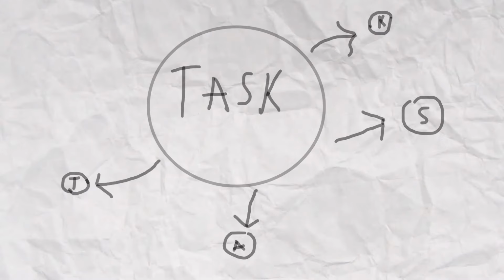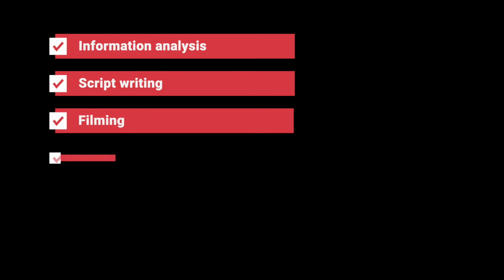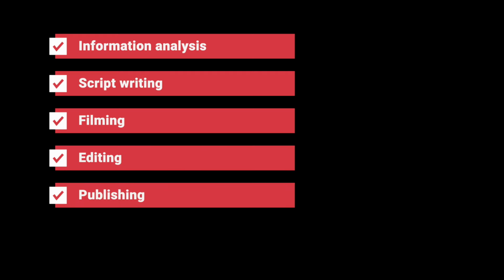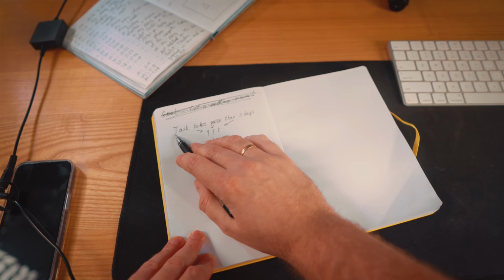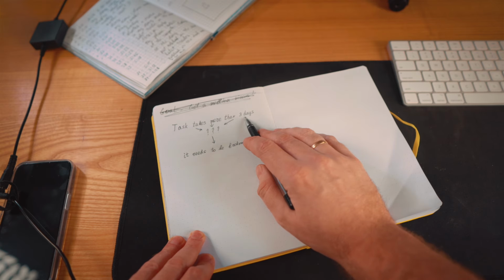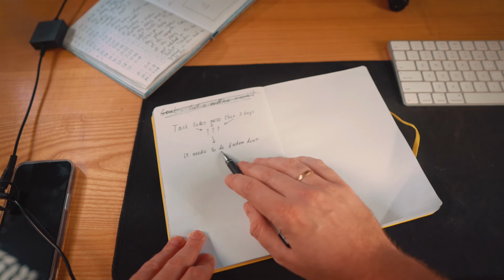For example, the task of creating a high-quality video about habits in one day is unrealistic because it consists of 5 sub-tasks. Information analysis, script writing, filming, editing, and publishing, which includes designing and posting on social media. These are realistically 5 tasks for 4 to 7 days. Some tasks may take several days, and that's normal. However, if a task takes more than 3 days, then it needs to be broken down.